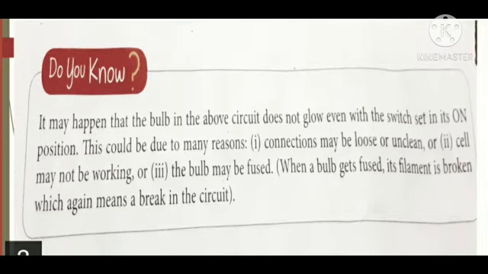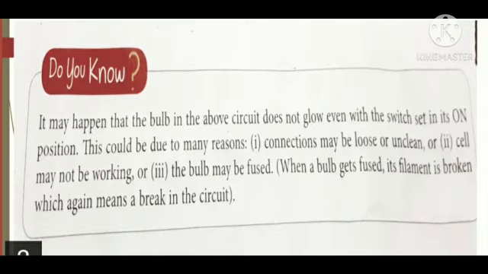तो नहीं रह गया। फिर कनेक्शन को वेरीफाई करके उसके बाद आप बल्ब को देखते हैं कि बल्ब फ्यूज़ तो नहीं हो गया। And third, यदि ये दोनों चीज़ ठीक है फिर आप बैटरी या सेल की तरफ जाते हैं कि कहीं सेल या बैटरी लो तो नहीं हो गए। So these are the 3 possible reasons behind not glowing of the bulb in a closed circuit. So what are the 3 possible reasons written here in Do You Know? First one is connection may be loose or unclean. Second, cell may not be working. And third, the bulb may be fused.